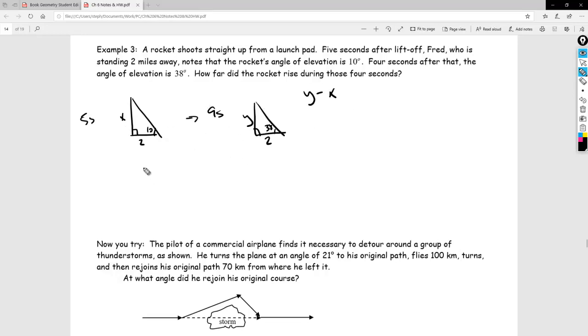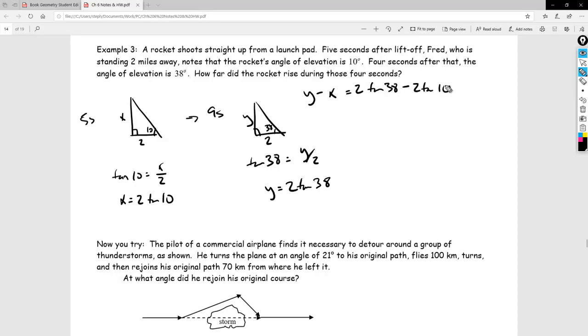So I can set up two different equations here. I can use tangent because I don't know my hypotenuse. So that means tangent of 10 is x over 2. So x is 2 tangent of 10. Here I know tangent of 38 is y over 2. So y is 2 tangent of 38. So y minus x is going to be 2 tangent of 38 minus 2 tangent of 10. Plug that in your calculator and make sure you're in degrees. We get 1.209 miles, meaning the rocket rose in 4 seconds, 1.209 miles.